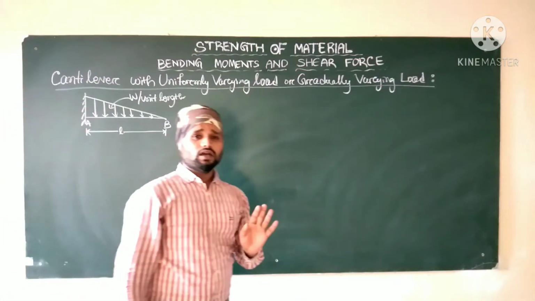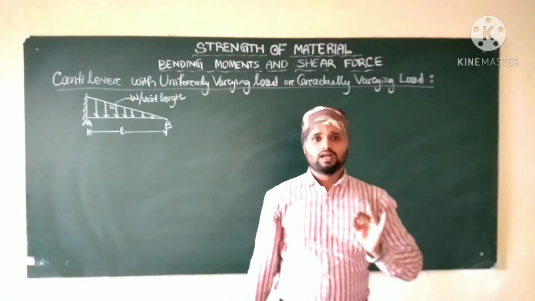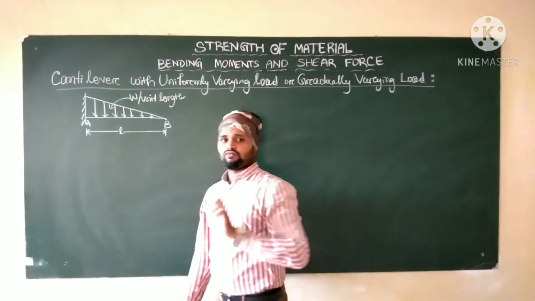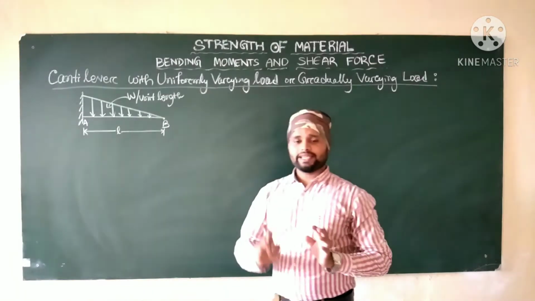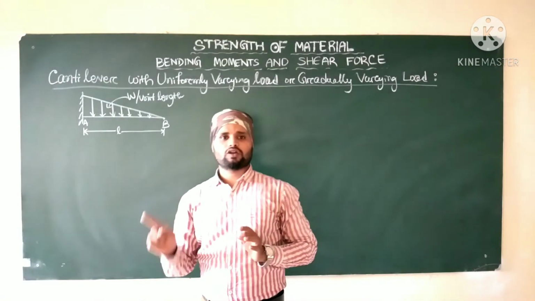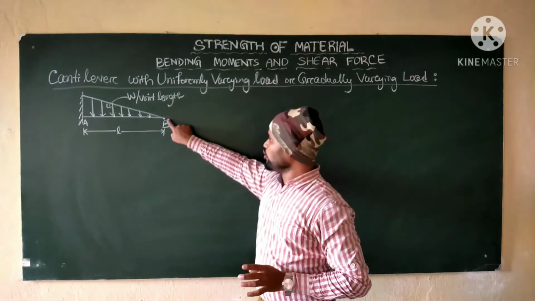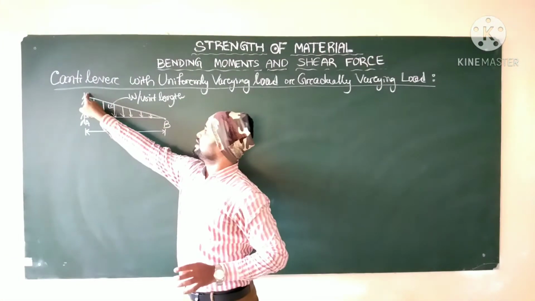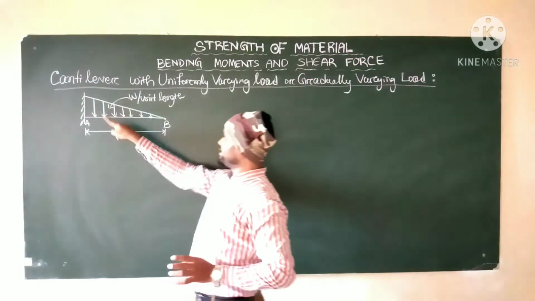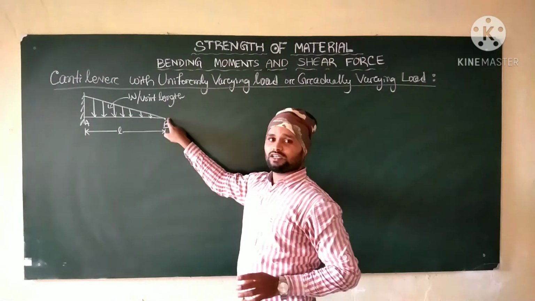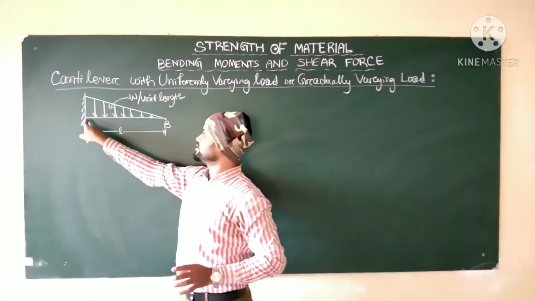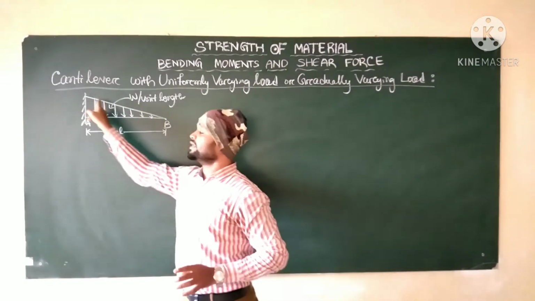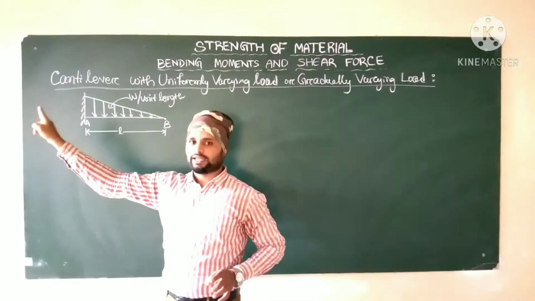So consider a cantilever beam AB of length l carrying a uniformly varying load or gradually varying load, 0 at the free end up to small w at the fixed end. So 0 is here at the free end B and small w is at the fixed end A. So it is gradually increasing or gradually varying.